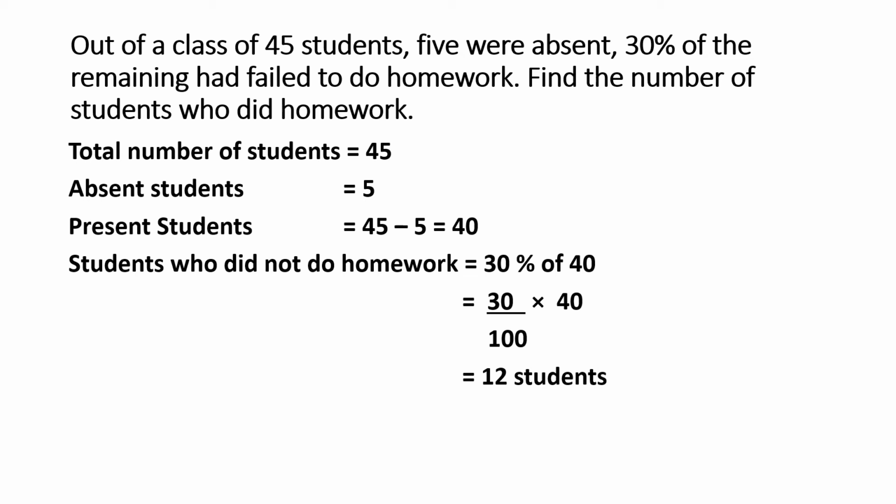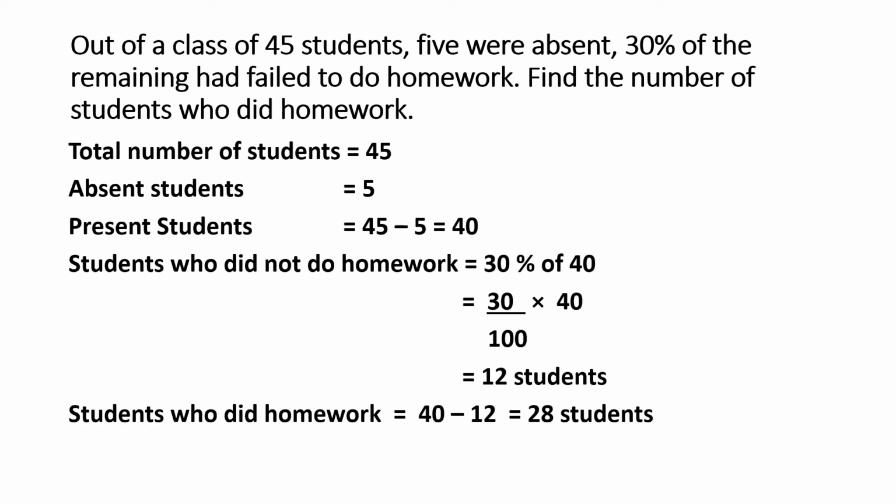The total number of students present in that class is 40. The students who did not do their homework are 12. The number of students who did their homework is 40 minus 12, that is 28. So 28 is the number of students who did their homework.